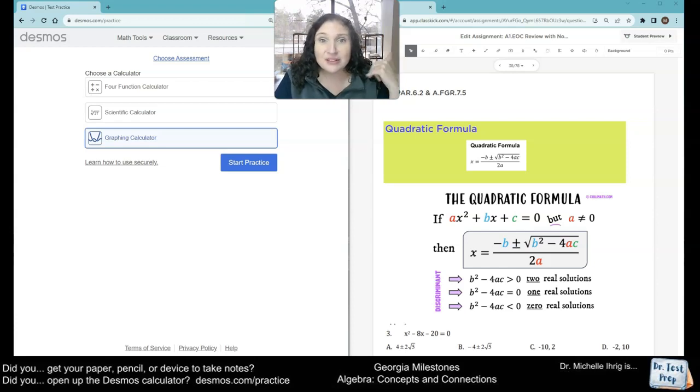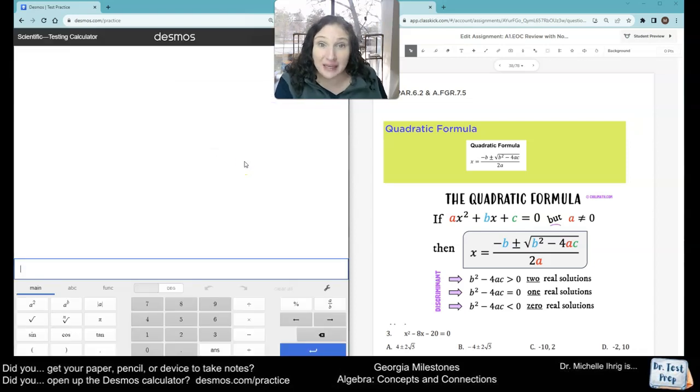Now, I know you're probably tired of hearing me saying it. When I was in school, we had to do all of this by hand. You have the Desmos calculator. So I'm going to click on the scientific calculator, and we're going to start by just typing in the quadratic formula.